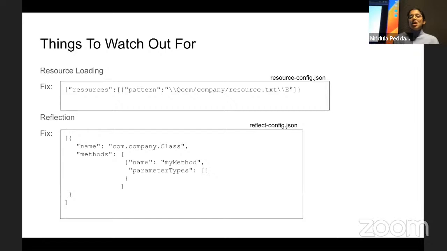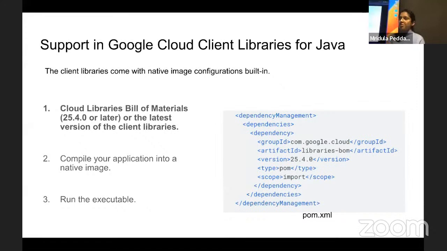And that can be done statically in a JSON file using the naming convention that the native image team provides us under the metadata native image directory, or that can also be done dynamically using the GraalVM features interface. But starting with 25.4 of the cloud libraries' bill of materials, or even if you're using the latest version of the client libraries, these libraries come with the configurations built in, so that if you perform native image compilation, it's an out-of-the-box experience without the need for any additional configurations from the user's perspective.